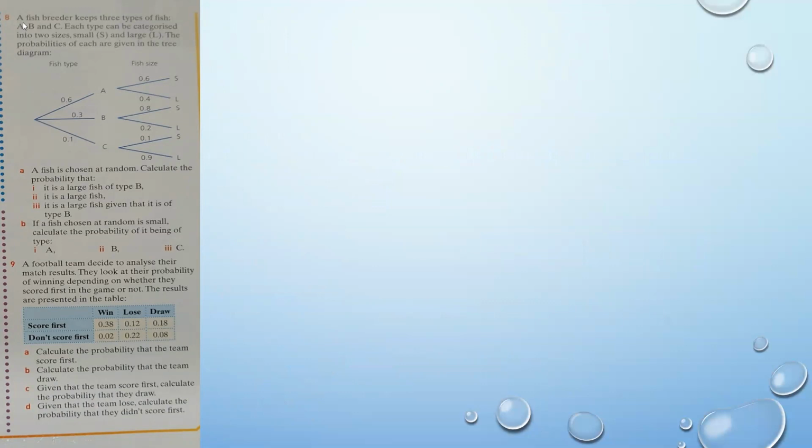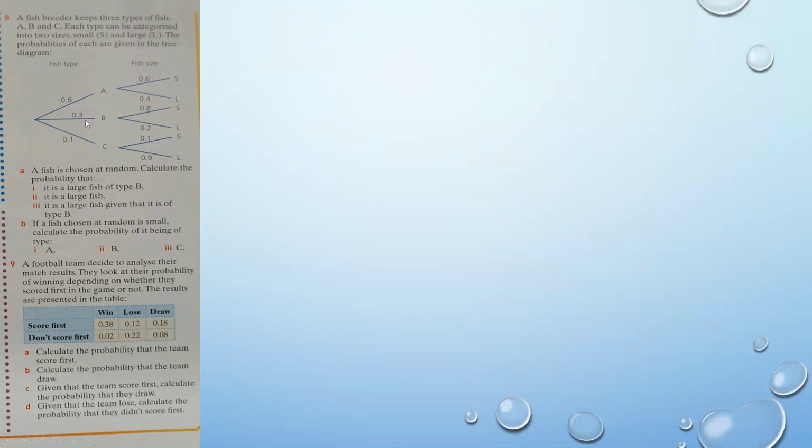So the question is like this: a breeder of fish has 3 types of fish, A, B, C. Each is a type of fish, and this is the size of the fish: small and large, small and large, small and large. The question is asking: a fish is chosen at random. Calculate the probability that it is a large fish of type B.